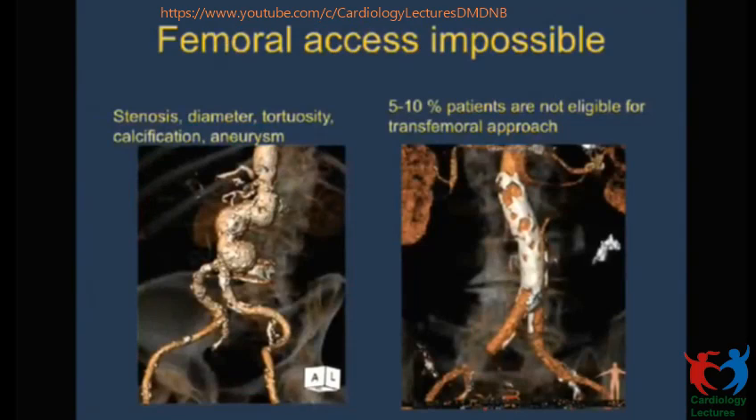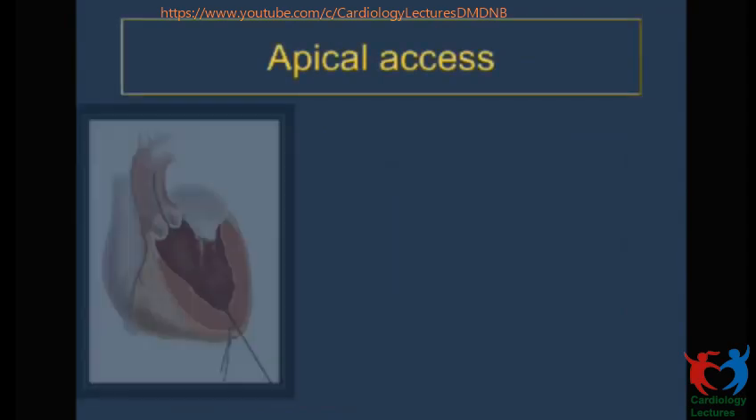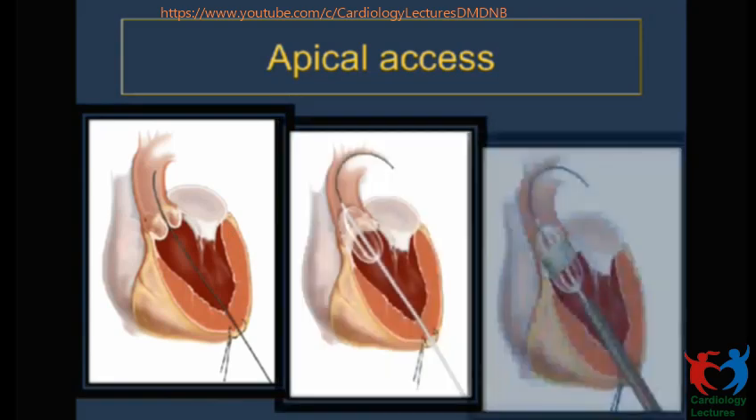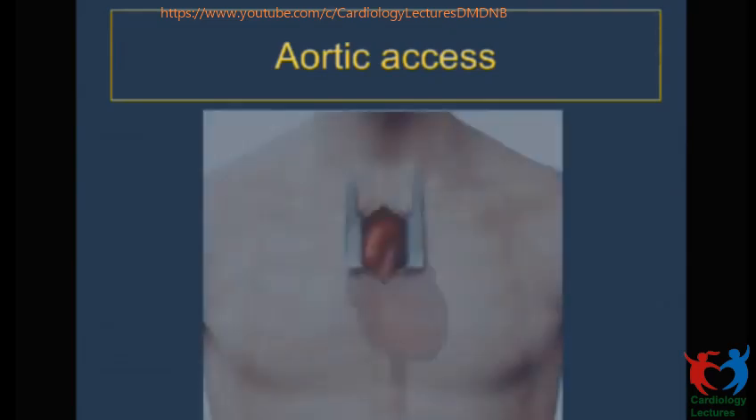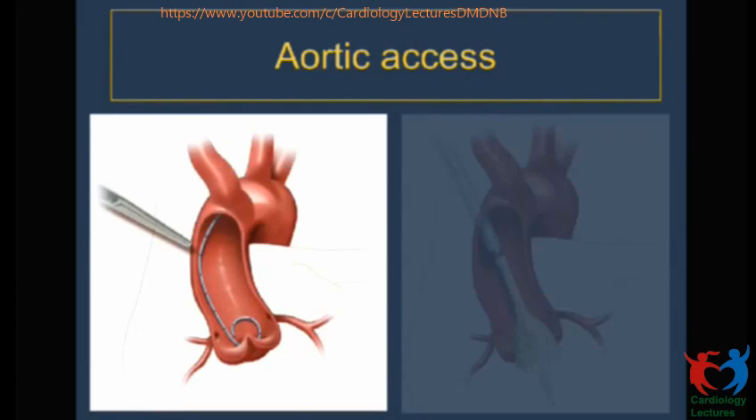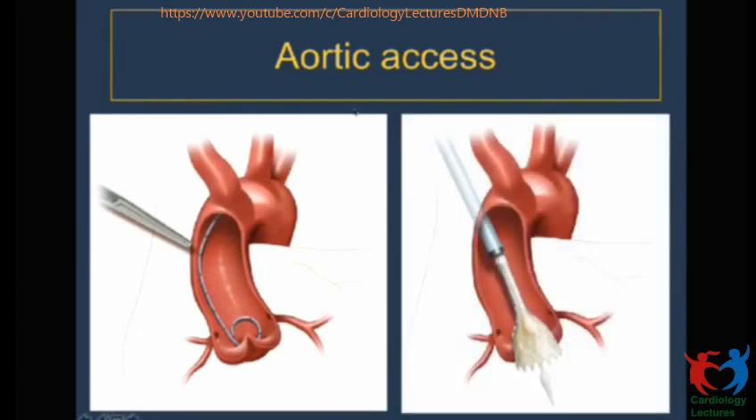Sometimes femoral access is impossible, in 5% of the cases now. So you have apical access. The apical access is reserved for the Sapien 3, and the aortic access can be done with both Evolut or Sapien 3 valves. You have to check only one thing with the aortic access: your puncture in the aorta should be more than 6 centimeters from the annulus.